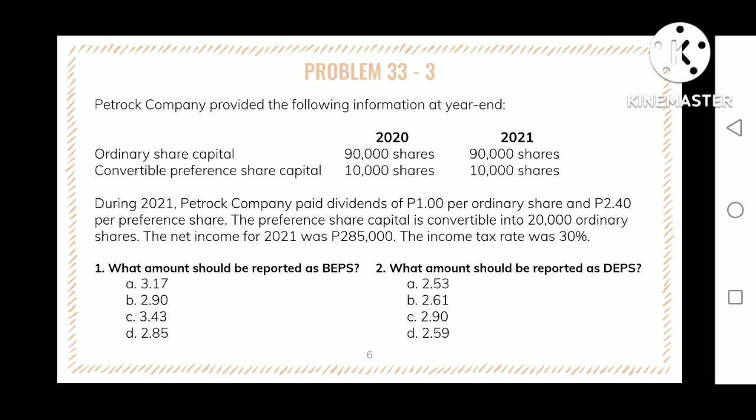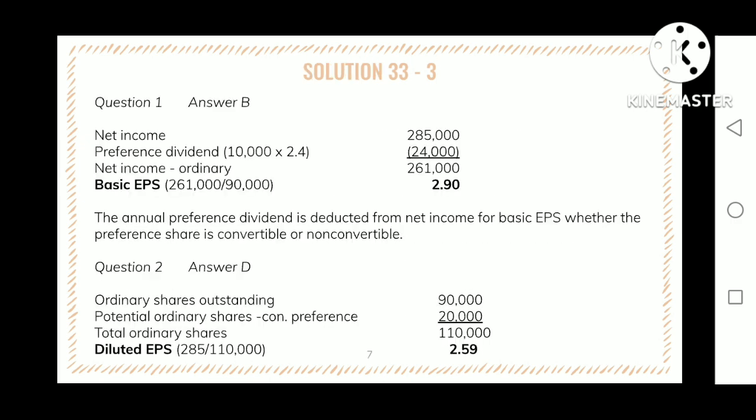So, ang tinatanong po dito is what amount should be reported as BEPS and what amount should be reported as DEPS. For our solution po, ang tinatanong po sa number 1 is the amount that should be reported as basic earnings per share. Our formula is net income less preference dividend, if there is any, divided by ordinary shares actually outstanding.